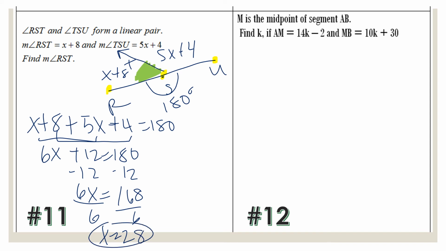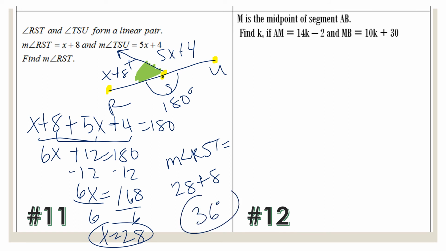Okay, so we found what x equals. Now we need to find what the measure of angle RST equals. All we're doing is plugging 28 in for x and adding 8. So our answer would be 28 plus 8 is 36 degrees. Make sure you have that little degree sign there.